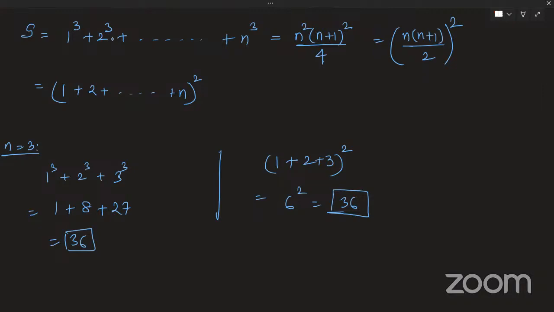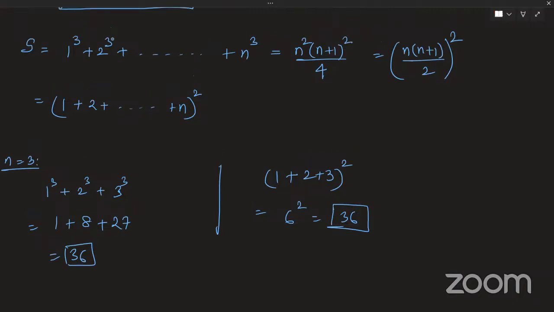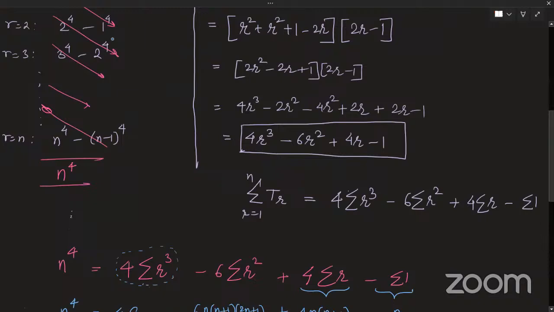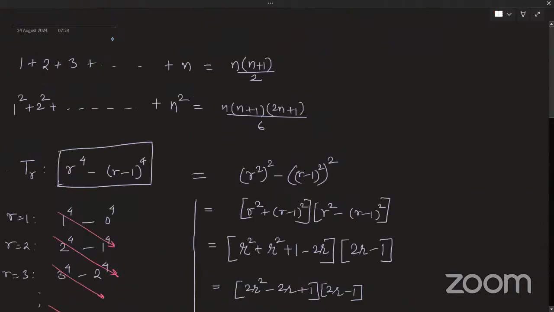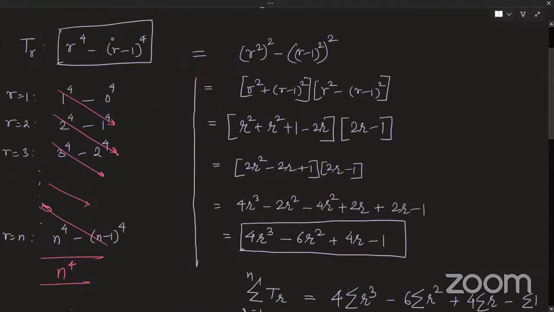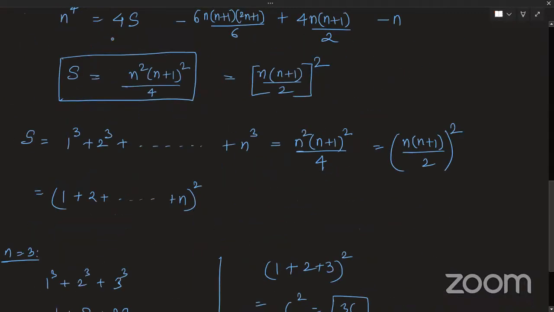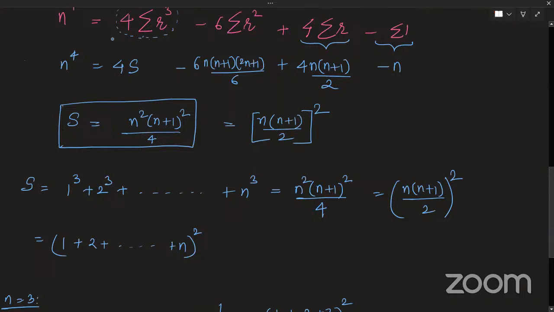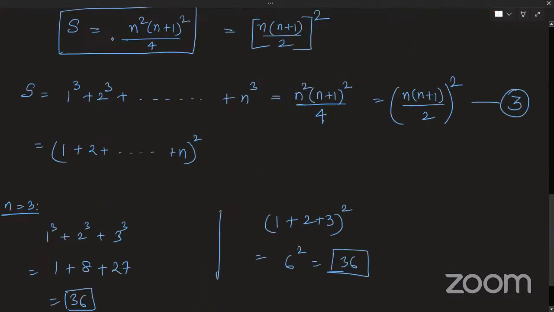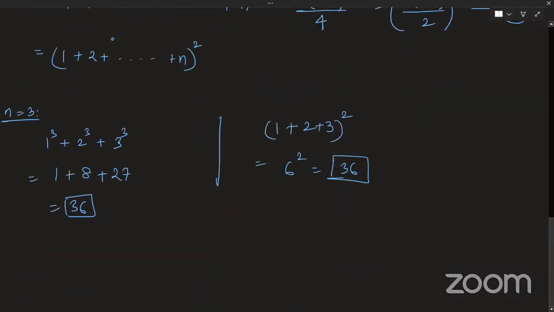Okay. So three formulas we have got till now. One was the sum of first n natural numbers. Second, sum of squares of first n natural numbers. Third one being sum of cubes of first n natural numbers. So we have three formulas.